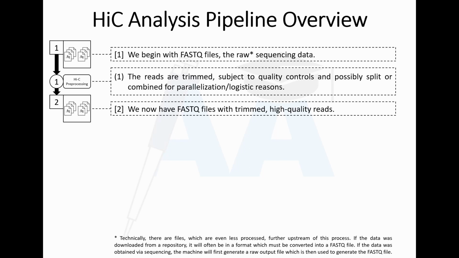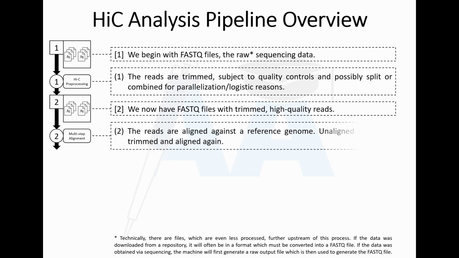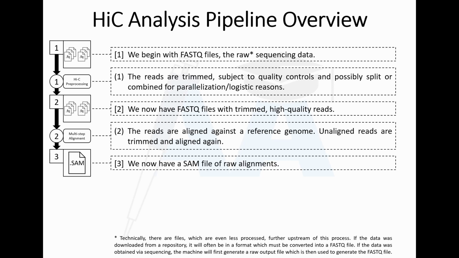Once the reads have been pre-processed, they are aligned against a reference genome. Unaligned reads are typically trimmed and submitted for a second alignment attempt. This process produces a SAM file of raw alignments. If the pipeline was parallelized, it will produce multiple SAM files, which are then combined into a single SAM file.